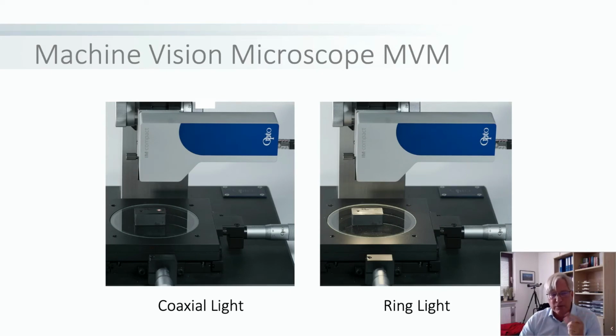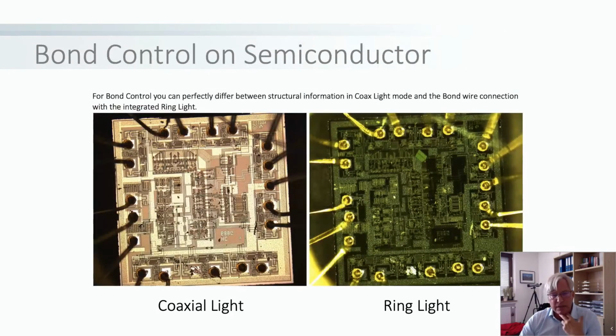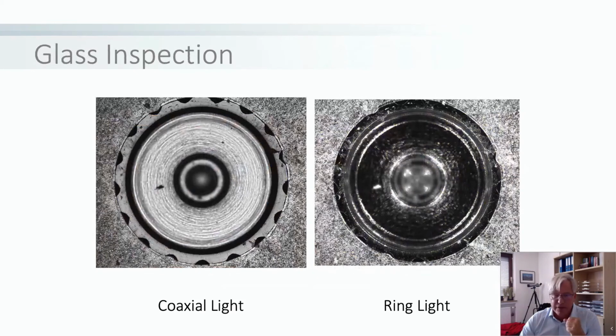So we have fields of view of only a few millimeters, but with micron resolution, and with dark field illumination like a ring light, you can highlight, so to say, the scratches on your surfaces. In the semiconductor industry, it's the images on the right side where bond wires are inspected with coax. It's perfect to see the features.